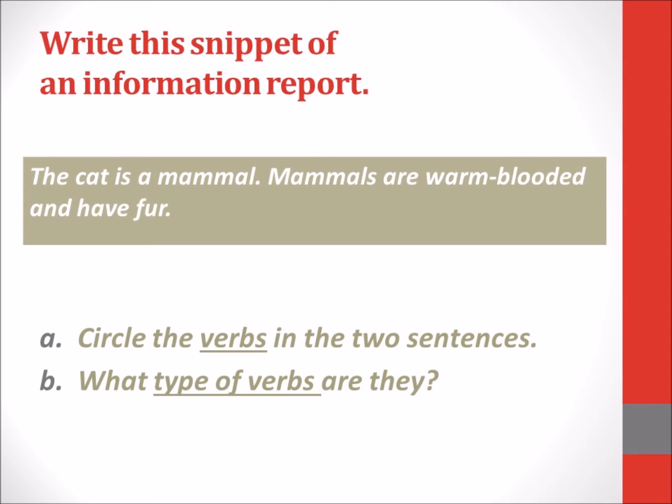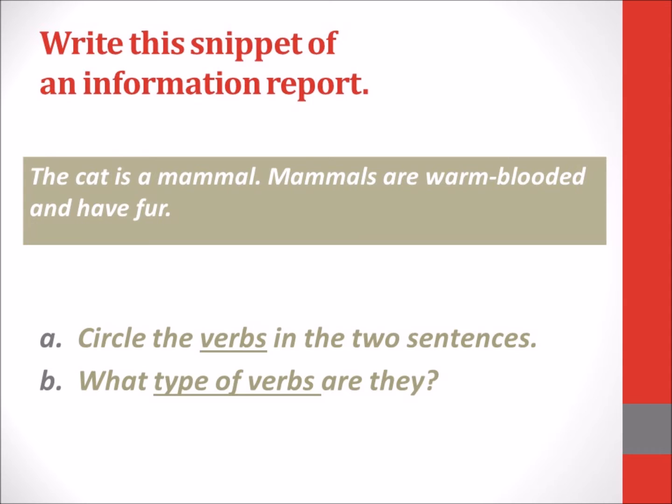Okay. Mammals are warm-blooded. Are is a verb there. It's a relating verb. Again, it's relating mammals to the concept of warm-blooded. And have fur. Have is a verb there, a verb of having, of course, a relating verb. It's relating mammals to fur again.